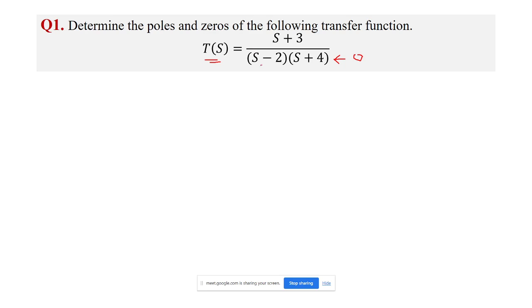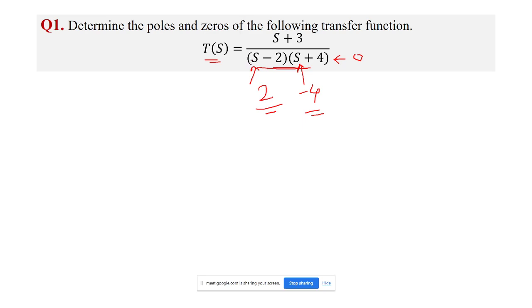So poles are the values of s at which the denominator function becomes 0. From the equation itself, we can find the value of s for which the denominator becomes 0. That is for s equal to 2, since s minus 2 will be equal to 0, and for s equal to minus 4. Not transfer function, the denominator will become equal to 0. So 2 and minus 4 will be the poles of that function.